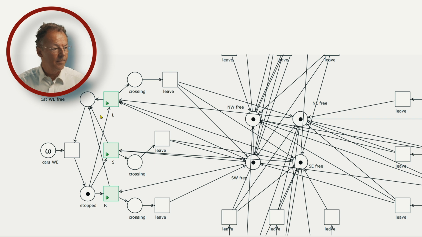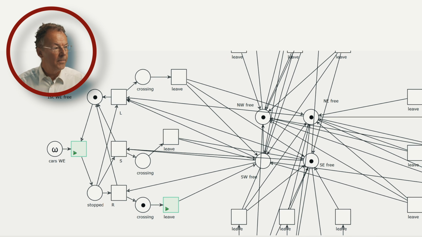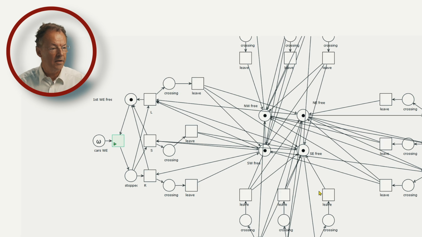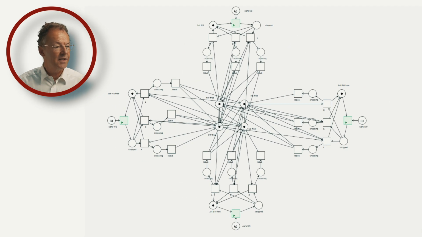And for example, if we say we want to go left and we are now in the crossing, we occupy these 3 quarters of the crossing. And if we go back 1 step, if we go straight on, we just occupy these 2 parts. And if we go back and if we go right, we just occupy 1 part of the crossing. So if you take all this together now with 4 directions, we have this situation.